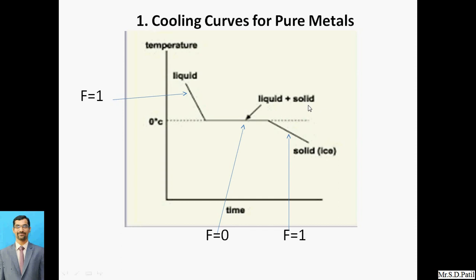But if we are freezing, that means when the temperature goes below 0 degrees Celsius, it will be converted into the solid, that is the ice state. Here some F values have been written. For the liquid state, F is 1. For the liquid and solid state at 0 degrees, F is 0. Then for the solid state, again F is equal to 1. So what is this F? We will cover it in the next slide.